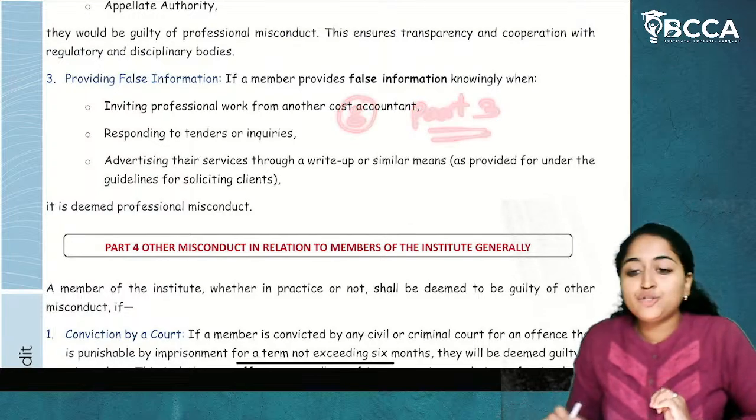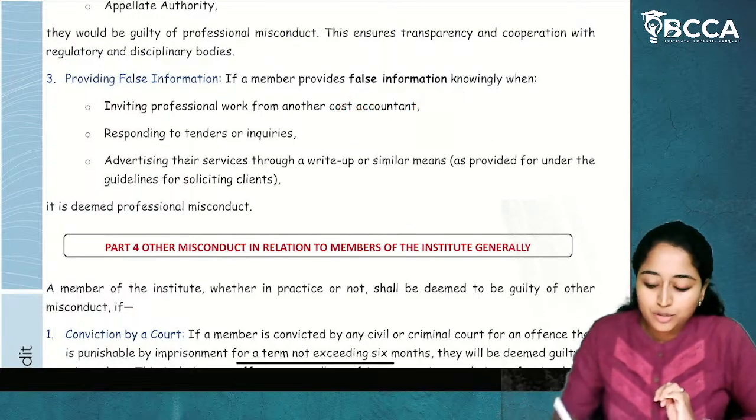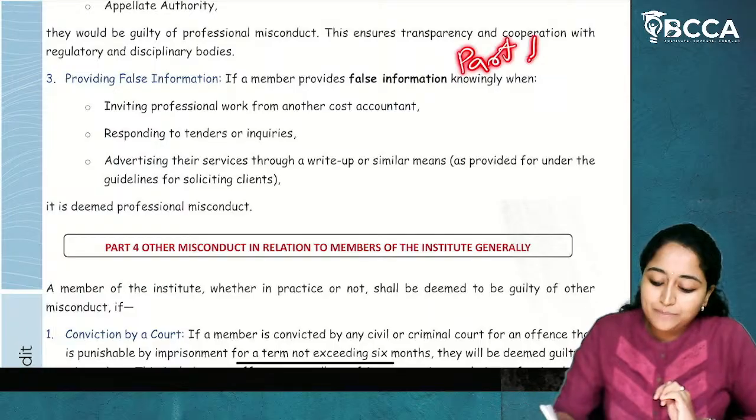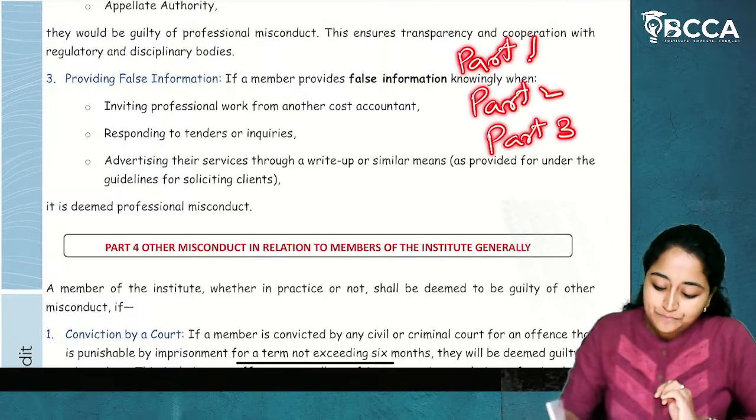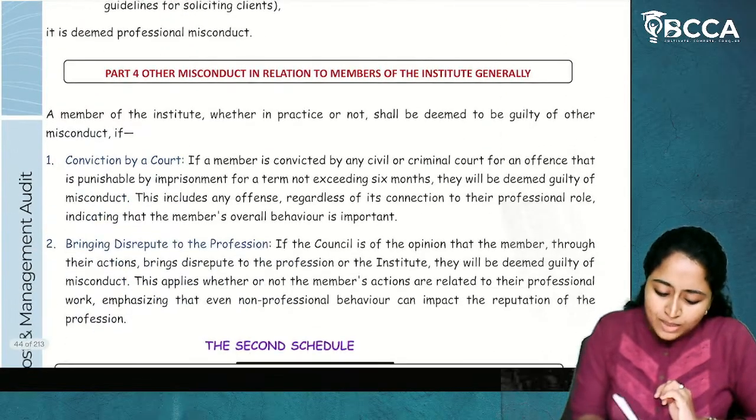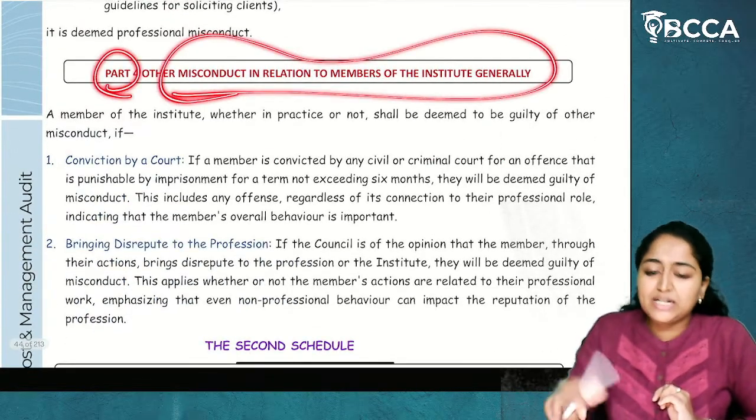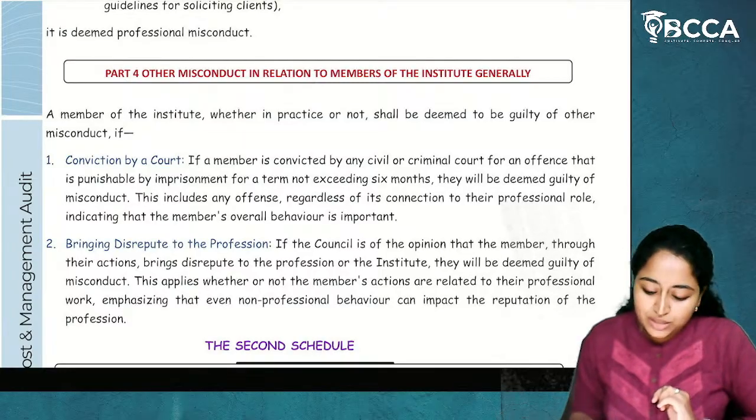Do we have to remember all points, ma'am? Yes, you have to remember it. No choice. Part 1 we have 7 points. Part 2 we have 2 points. Part 3 we have 3 points. And what is part 4? Part 4 talks about other misconduct in relation to members of institute generally.